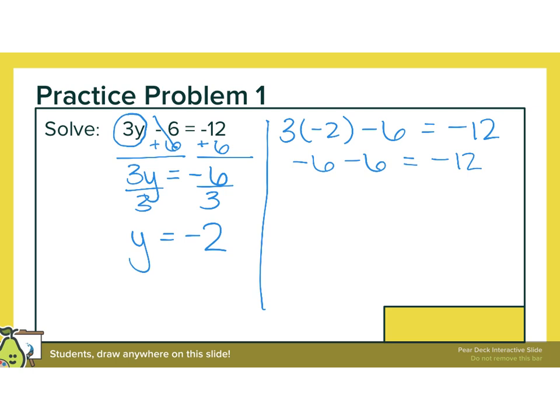Negative 6 and negative 6, they're both negative, so I add, and I keep their sign. I got the same number on both sides, so it checked out. I can now write my answer in the box.